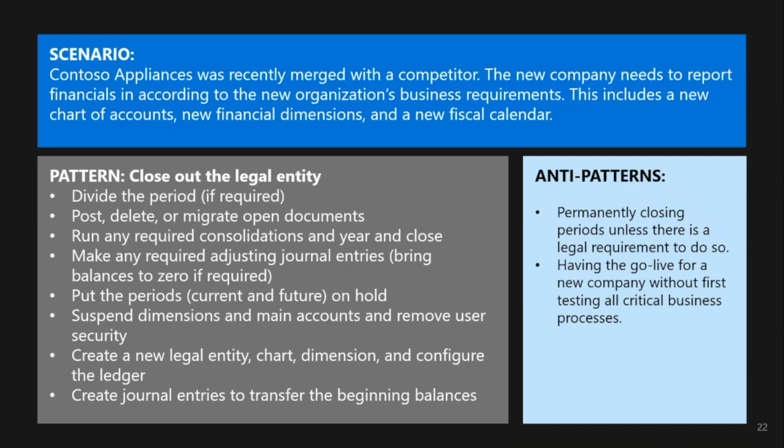Some things to make sure you don't do. Don't permanently close the periods unless there's a legal requirement to do so. Because if you find an error or you need to make adjustments a little bit later on, you might have to go back and make more journal entries and adjustments. And if you've permanently closed it, you can't go back and undo that.